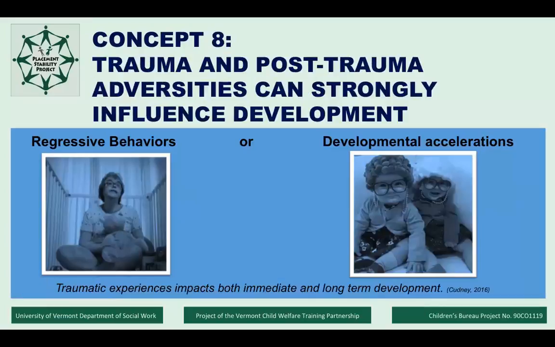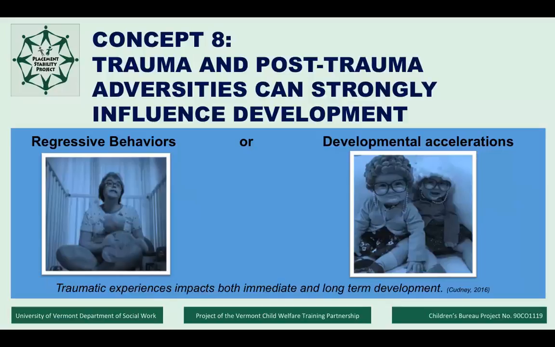Concept 8. Trauma and post-trauma adversities can strongly influence development. Traumatic experiences can profoundly influence children's acquisition of developmental competencies and their capacity to reach developmental milestones in domains like cognitive functioning, emotional regulation, and interpersonal relationships. Trauma exposure can lead to regressive behaviors such as bedwetting, or alternatively may lead to developmental accelerations such as leaving home at an early age or engaging in sexual behavior when not emotionally or physically ready.